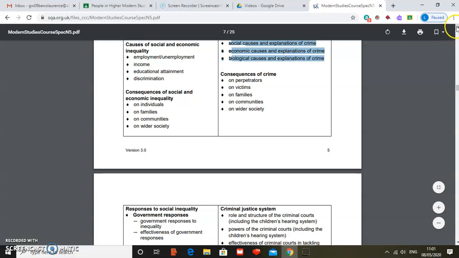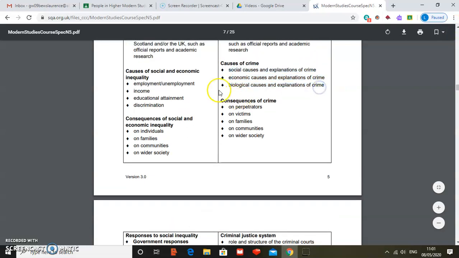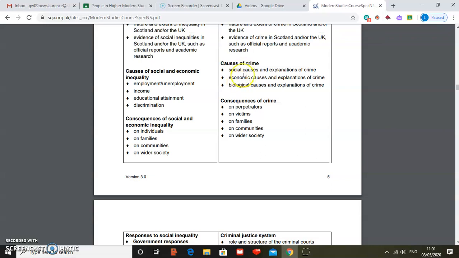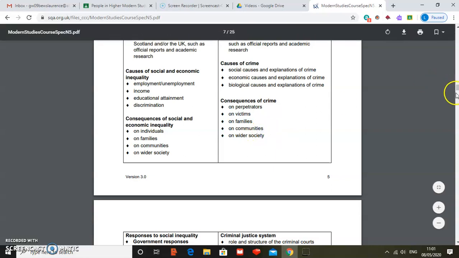This is a question that comes up now and again. Key thing is, as we go through the course, we will tell you which ones they fit into. Sometimes they'll give you a cause, but sometimes, to make it a bit trickier, they might just say one of the two causes. Also, consequences of crime on all of these groups: perpetrators, the person who's done the crime, the victims, families of victims or perpetrators, communities themselves, and of course, wider society.